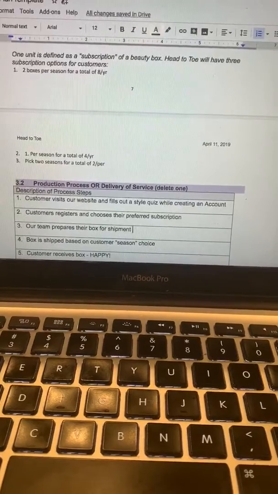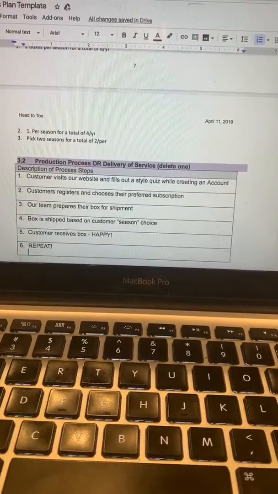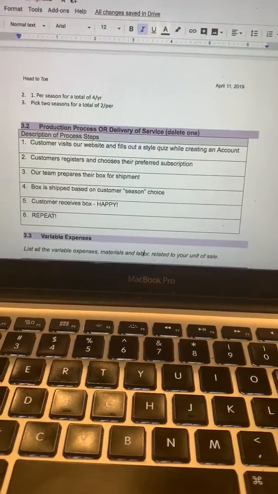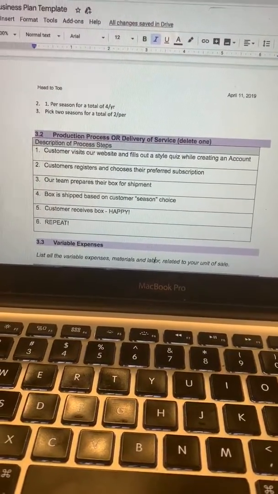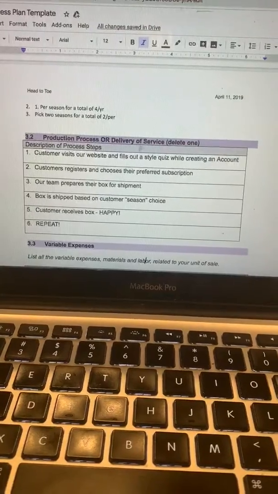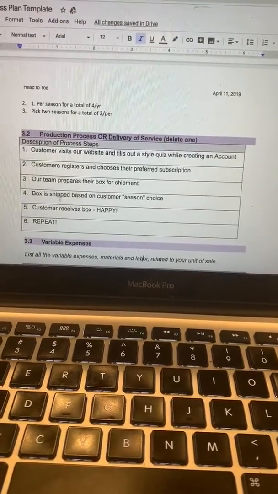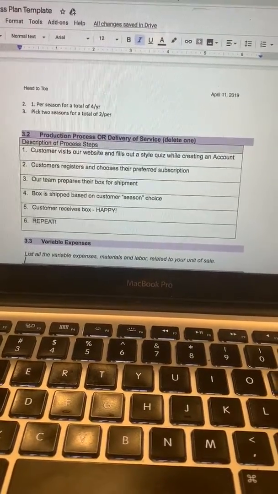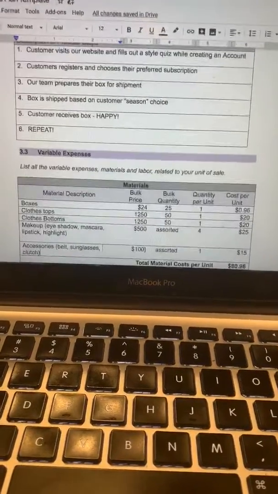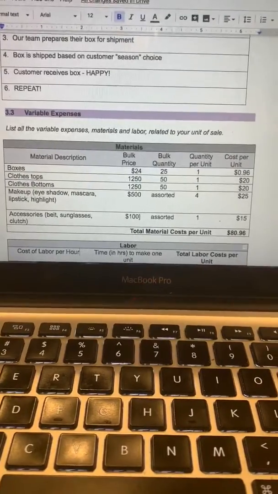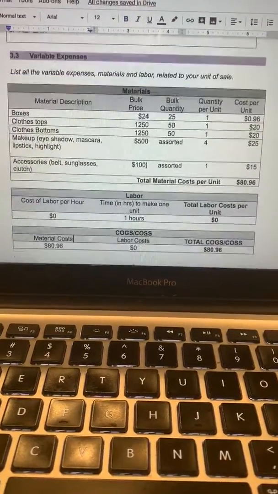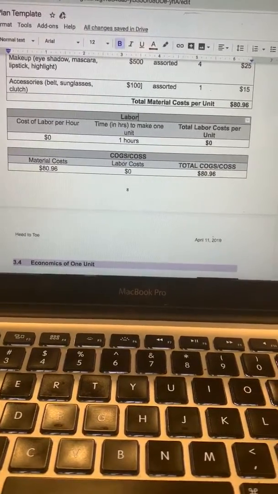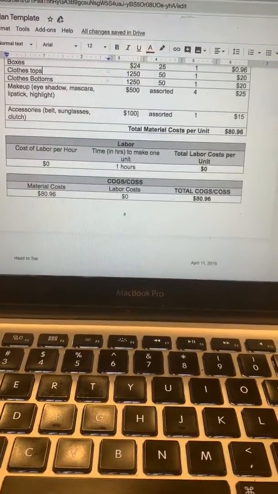Here's where they described their production process or the delivery. So see, it's pretty self-explanatory. Customer visits the website, they register, they prepare the box for them. The box is shipped, customer receives the box, they're happy, and the process is repeated. So back to 3.3, and I hope you all can see this clearly. I'm doing this from my cell phone. Let's go back up here.